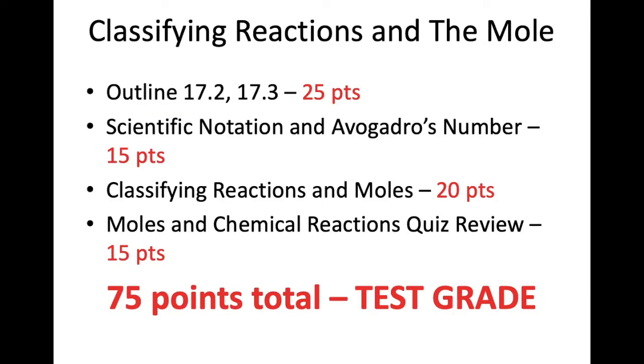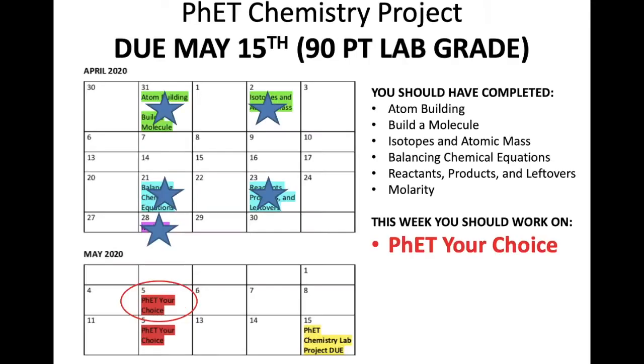So this is what you have going on in this unit. Last week, you should have turned in your outline and your scientific notation activity. Today we're working on classifying reactions, which is 20 points. Then the second half of the week you'll work on your moles and chemical reactions quiz review, 15 points. And remember, all of these altogether are 75 points total in the test grade category. A really wonderful way to bump up your letter grade if you're looking to go to the next level.